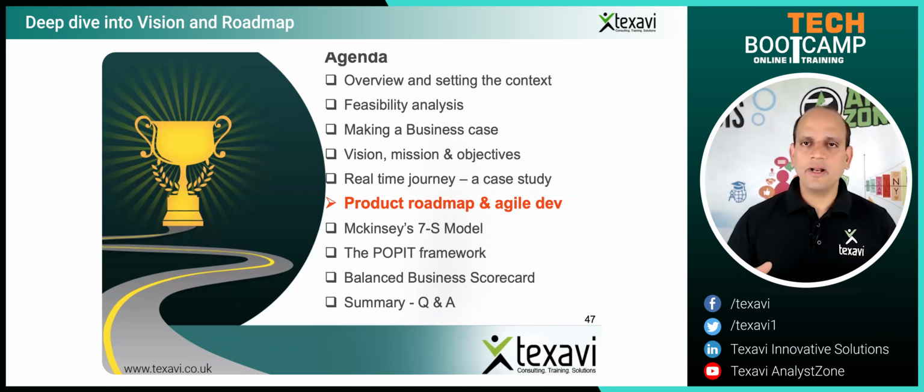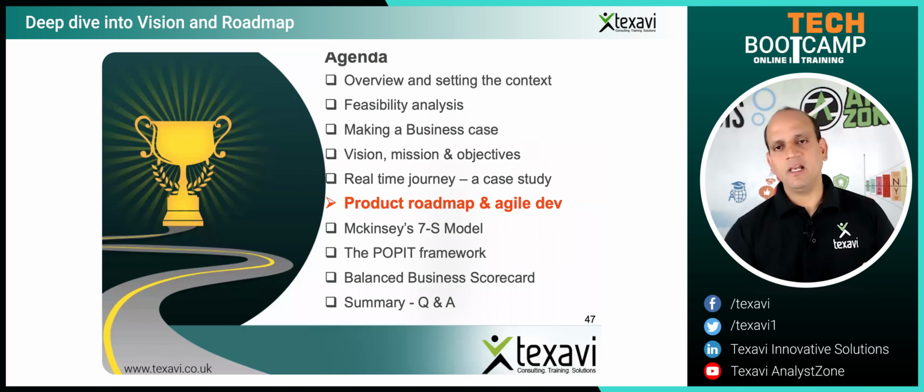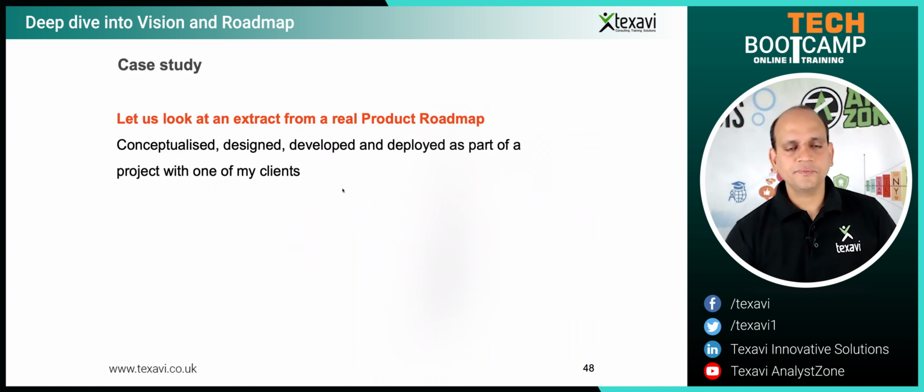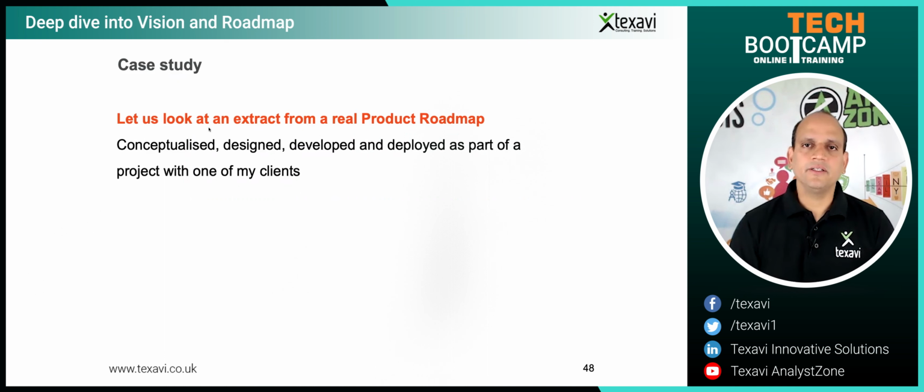What is this product roadmap and how does that actually fit in the context of agile development? Again, I would like to use some examples from real life case studies and real life projects. So I will show you an extract from a real product roadmap that I've created for one of the clients, trying to take all the confidential information away.